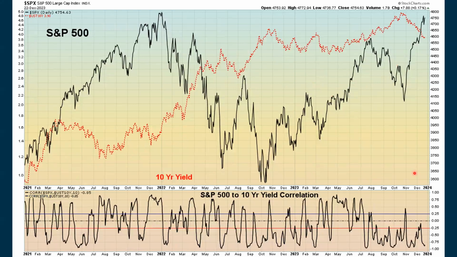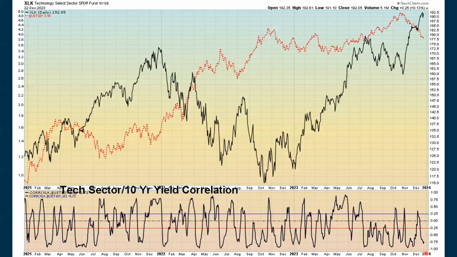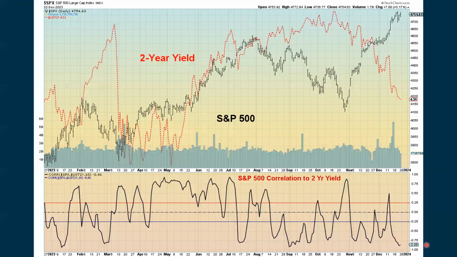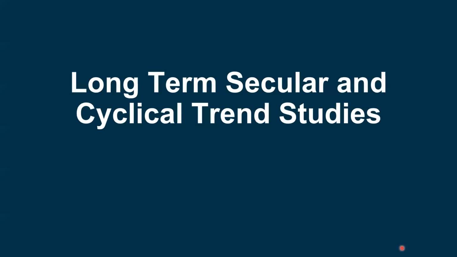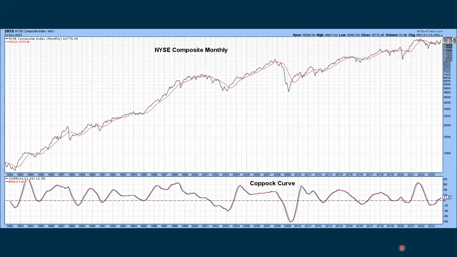And then we look at the correlation between the S&P 500 and the 10-year, also going in opposite directions. The tech sector to the 10-year, opposite directions. The S&P to the shorter term 2-year yield, also opposite directions. And then we take some long-term looks at the market.